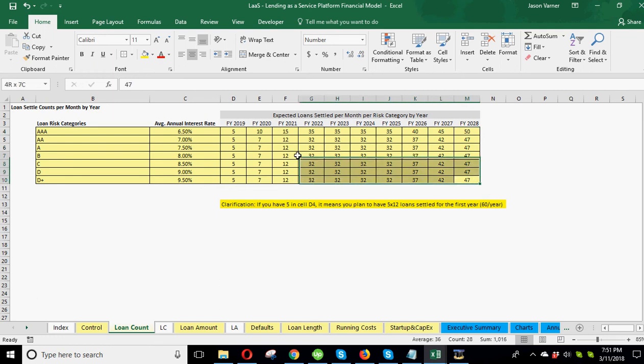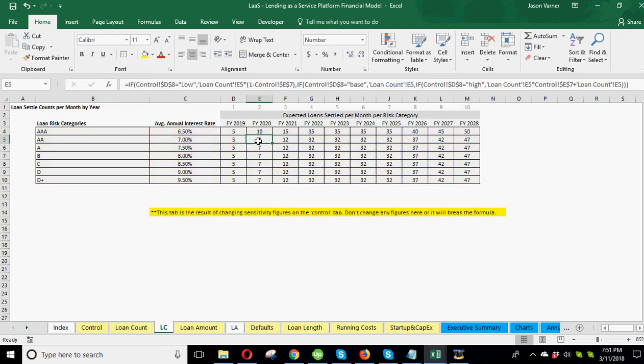And you can adjust these to strategize how you want to build the platform, or what you think you'll be able to do, or what your goals are. Likely, you're probably going to want to try to shift from lower grade loans to better ones over time, but you could plan that out however you see fit. And then this is just how these adjust.